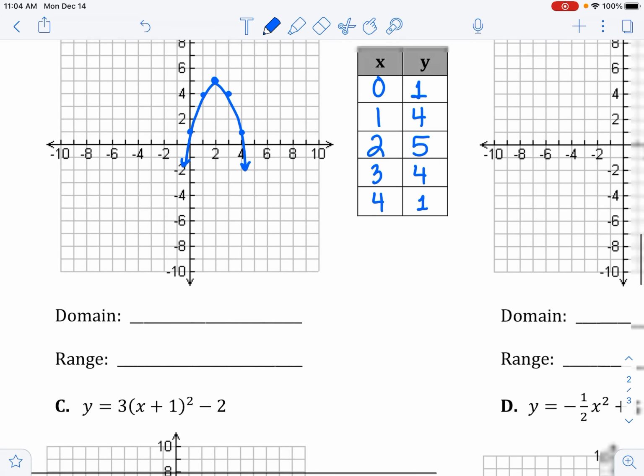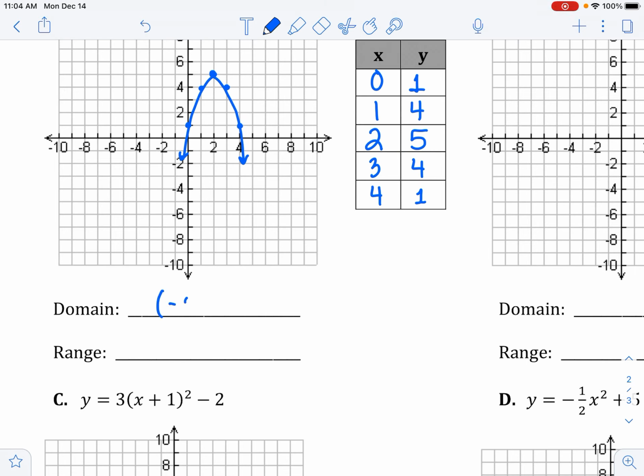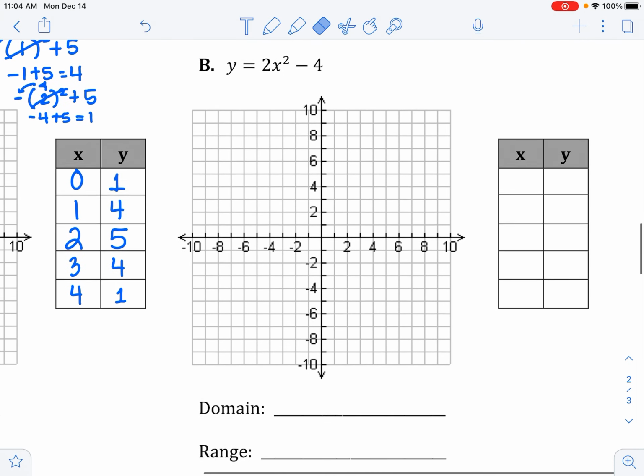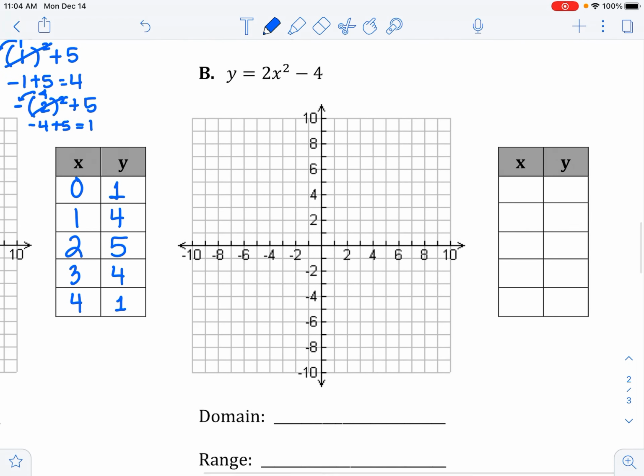I'm also going to write the domain and range of my function. If you look from left to right, my parabola goes from an arrow to an arrow, so all real numbers. My range, the lowest my graph goes is an arrow, the highest it goes is a 5. So the lowest is -infinity, the highest is 5, and there's values included, so I'm using a bracket. Also notice I erased the highlighter because it's not part of my graph.